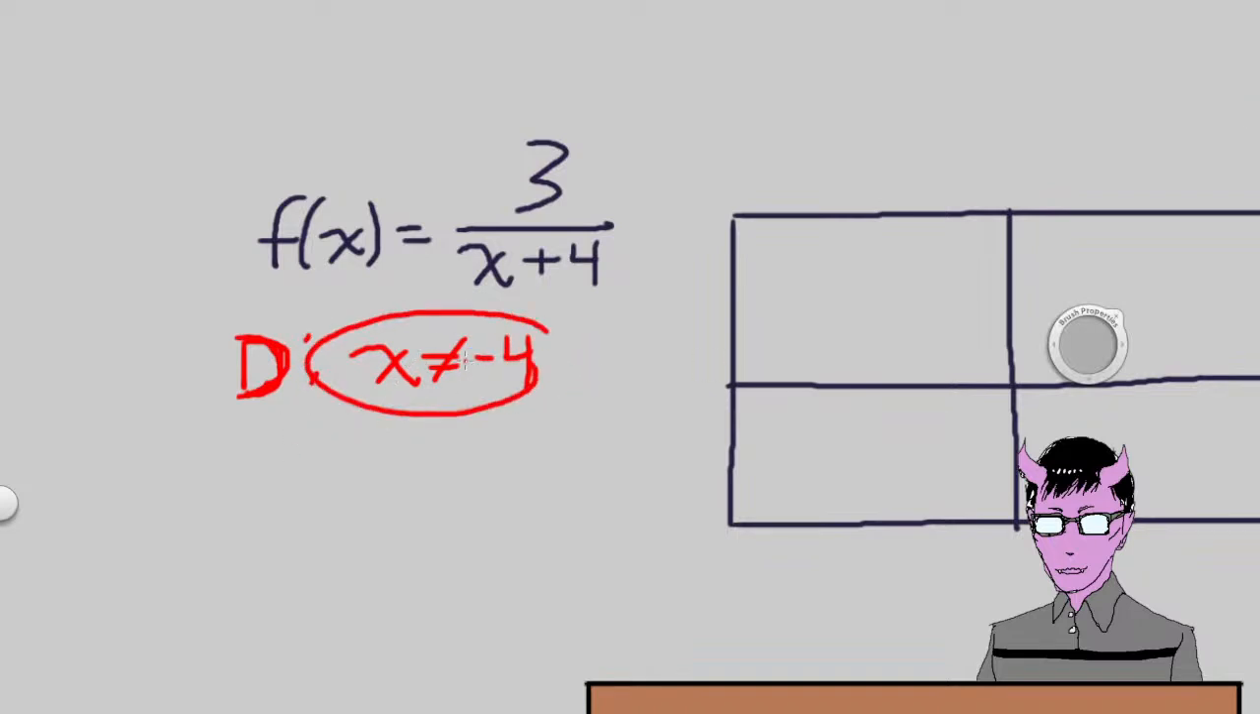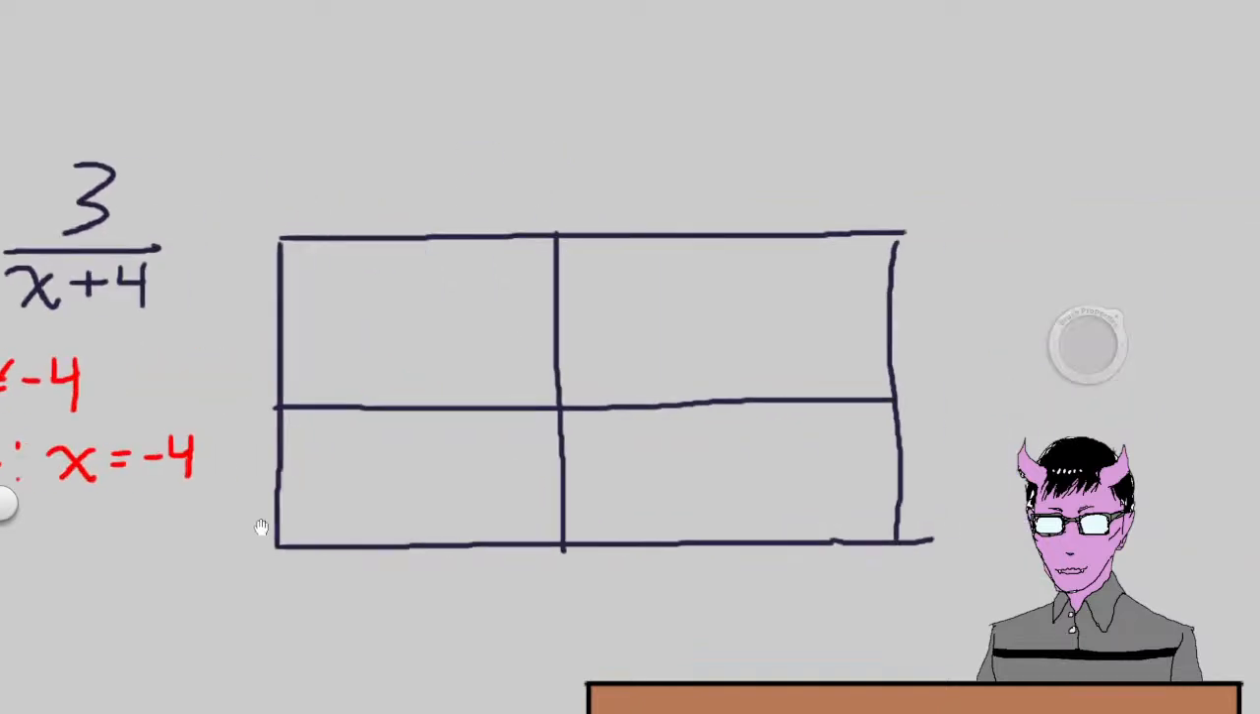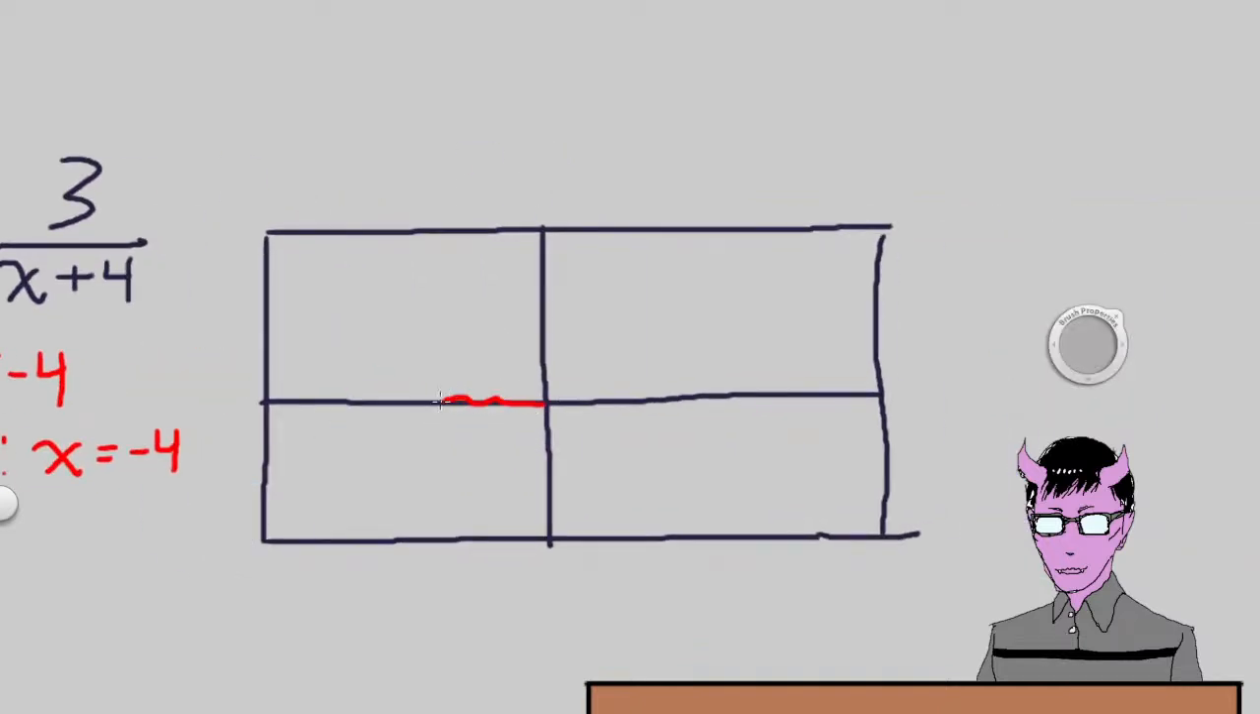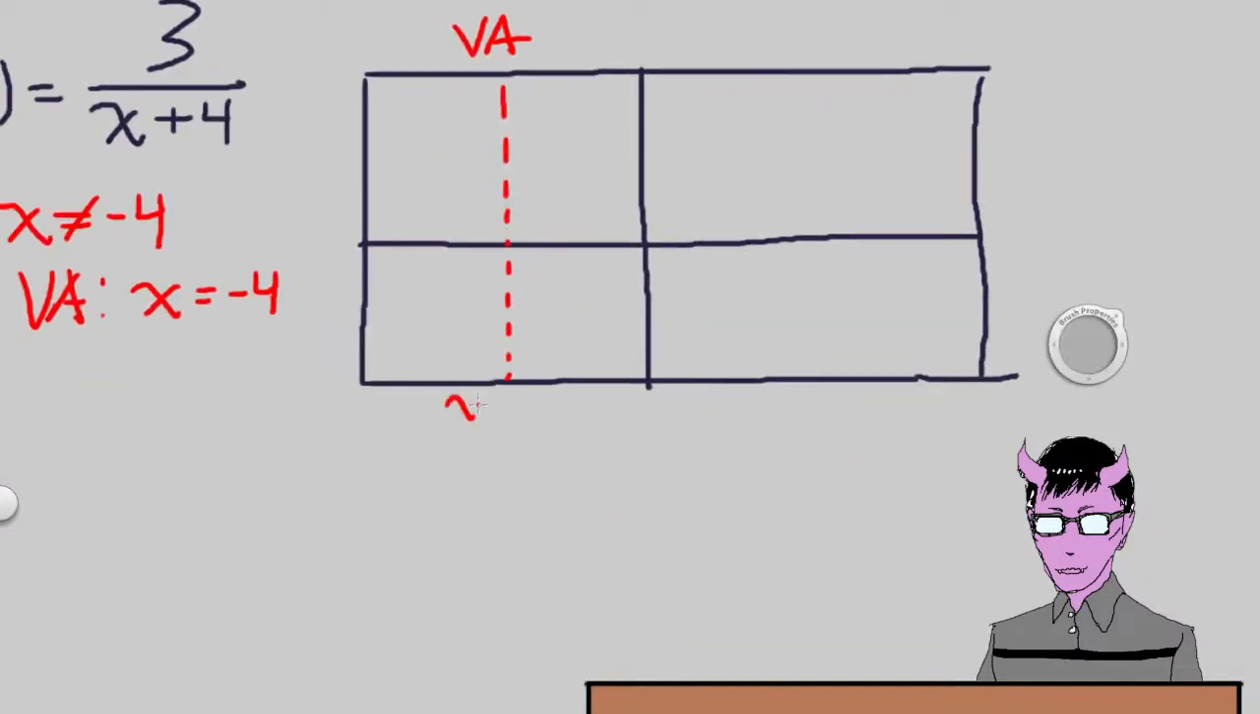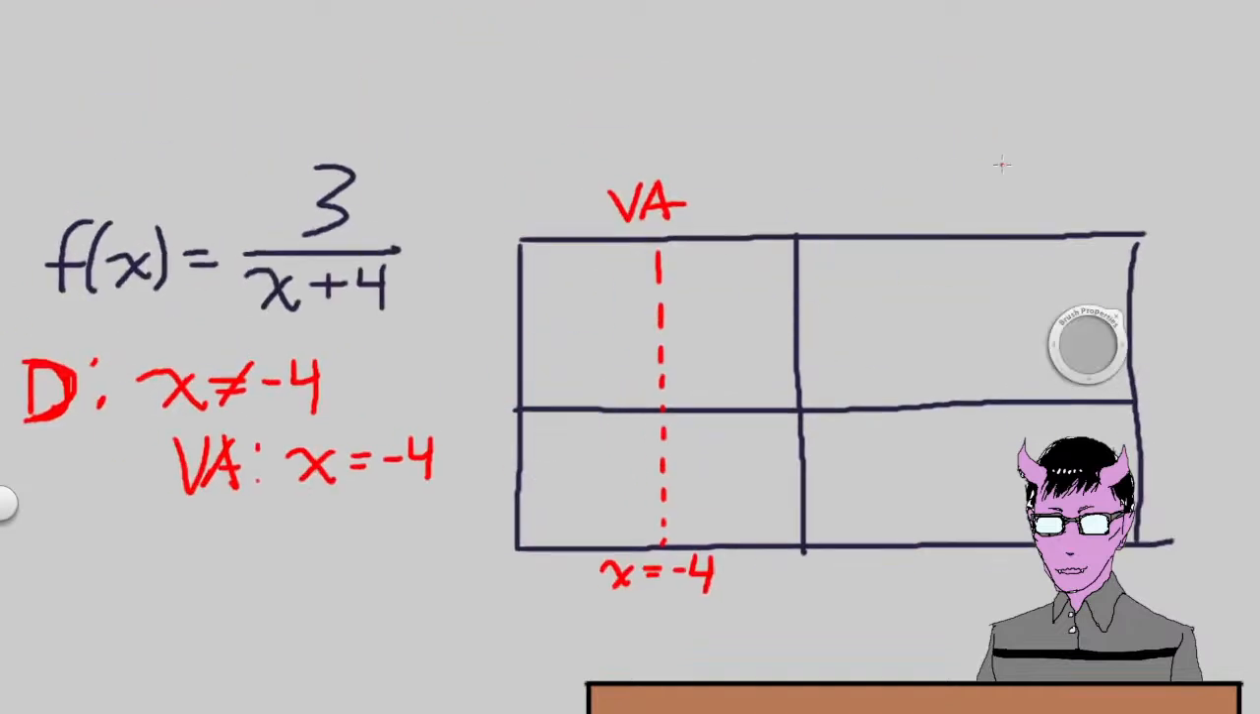Because the domain x cannot be negative 4, then we have a wall, a vertical asymptote, invisible wall, at the location x is equal to negative 4. So find negative 4. 1, 2, 3, 4. There's the wall. So VA, the vertical asymptote, and that asymptote is at x is equal to negative 4. So this is the wall that cannot be crossed.